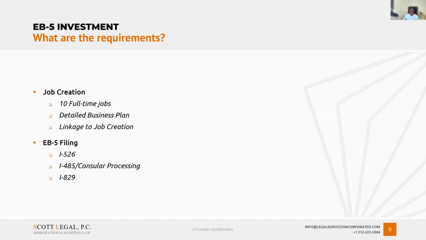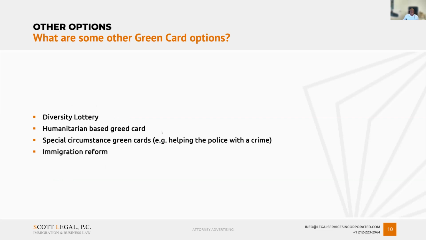But once you get the green card, then 2 years after you get the green card, you have to do something called removing the conditions, and that is an I-829 filing. Just some other ways to get a green card you should be aware of.